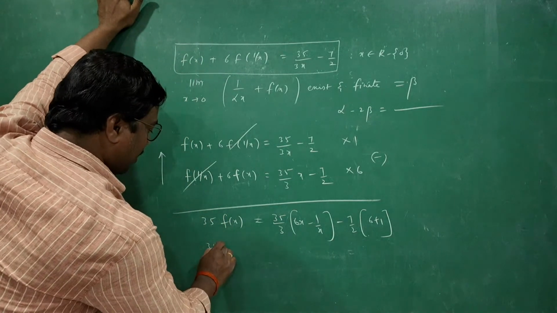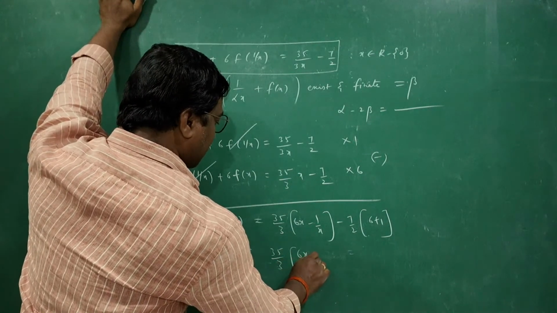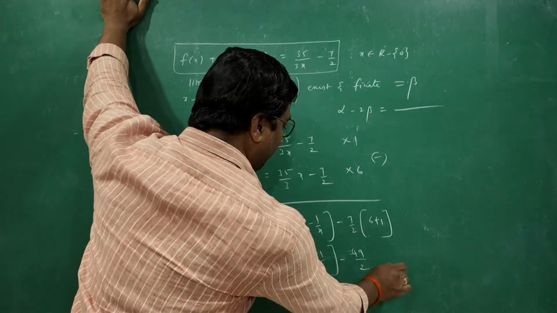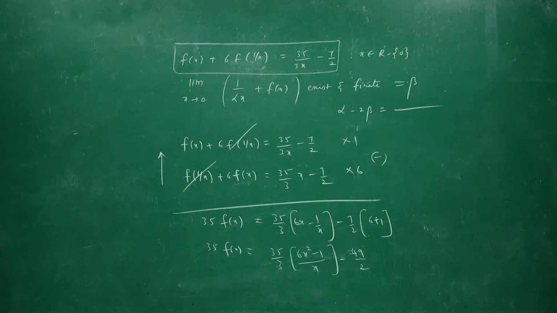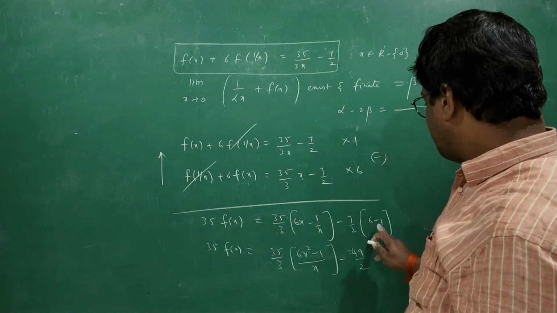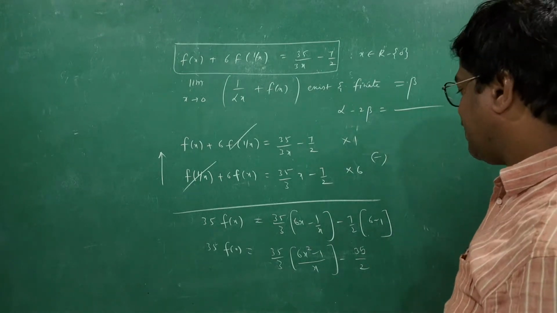Now you will get 35 f of x equal to 35 by 3, 6x square minus 1 divided by x minus 49 by 2. This is your function. 35 f of x equal to 70x comes. Next, yes, 35 by 3x comes, 35 by 2. Please check this last one once. It should be a minus sign here, this is a minus sign. So 35 by 2 comes. So in everything we can neglect 35 now.